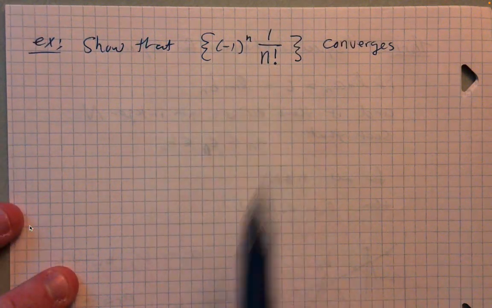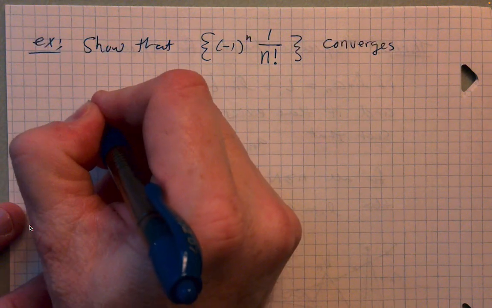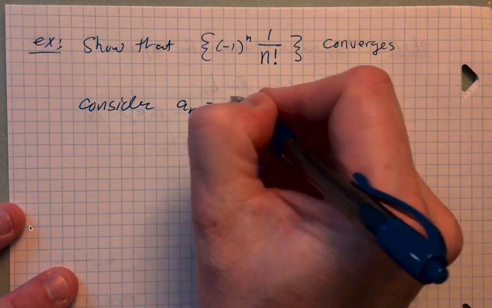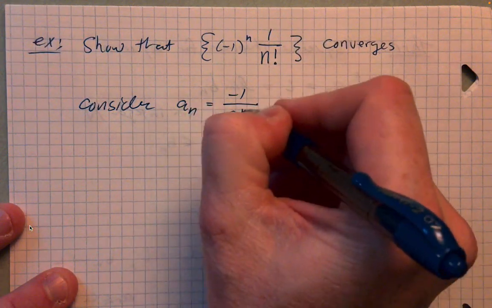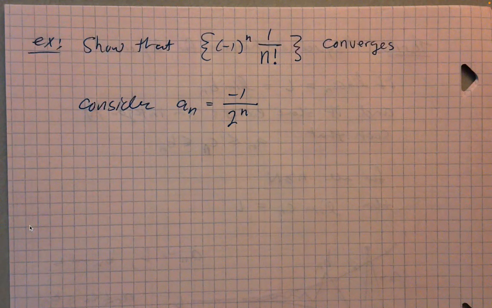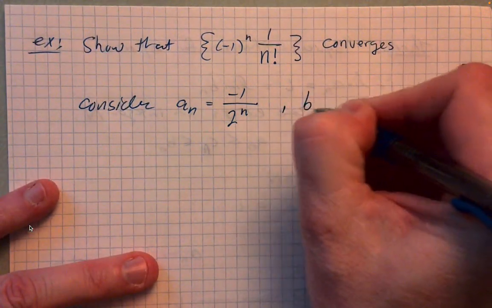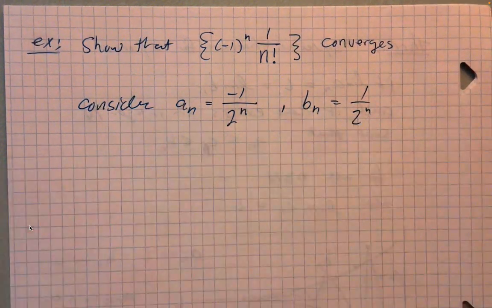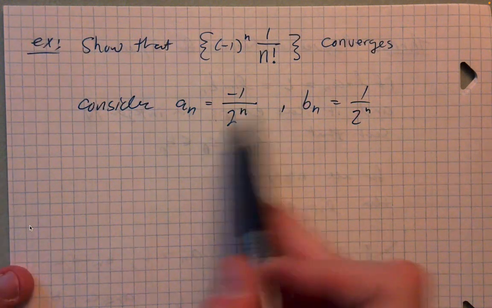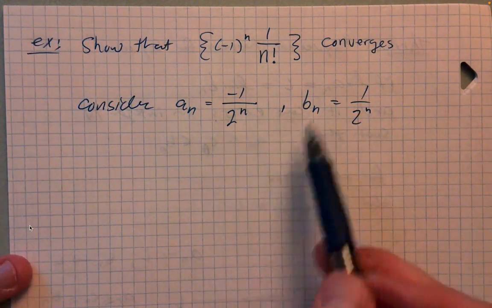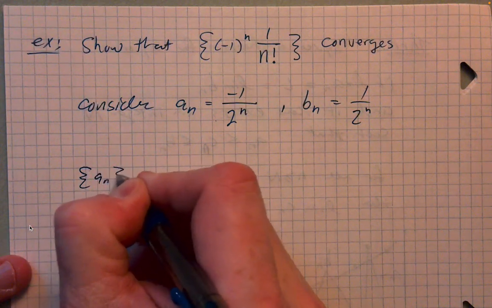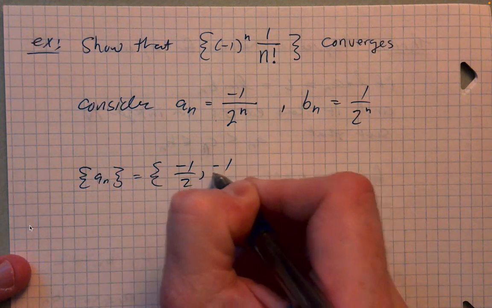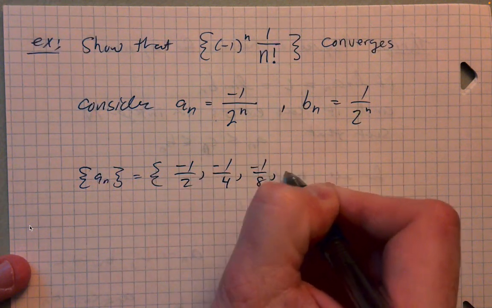Okay, so let's consider two other sequences. Let's consider a of n, and we'll denote that as negative 1 over 2 to the nth power. And let's consider b of n, the sequence 1 over 2 to the nth power. Now both of these converge to 0, right? That's probably something we can just see. This would be like negative 1/2, negative 1/4, negative 1/8, and so on.